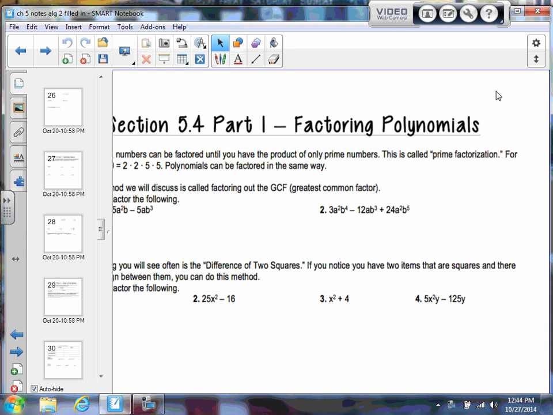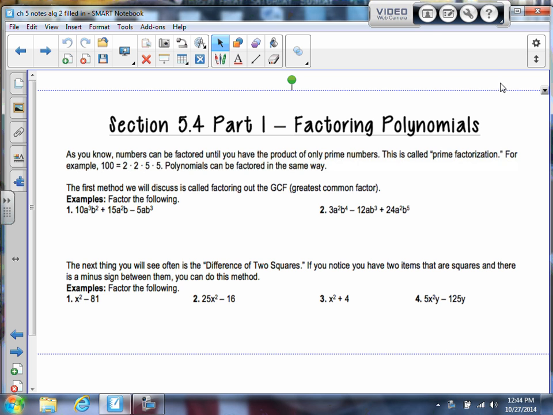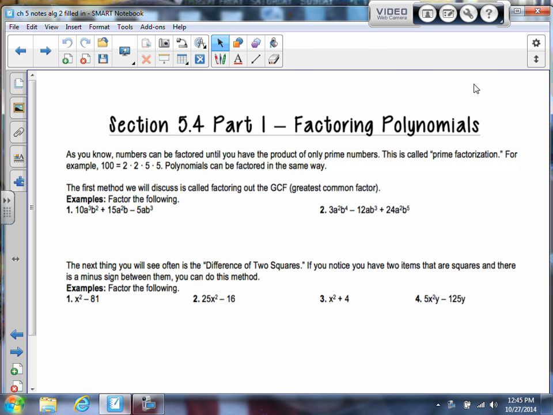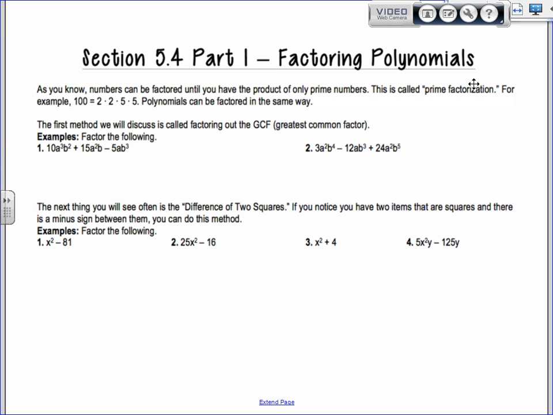Okay, so section 5.4 part 1 is on factoring polynomials. You know numbers factor, like I just did with 27. 27 breaks into 9 and 3, and then 3 times 3 times 3. 100 breaks into 10 and 10, and then 2 and 5, 2 and 5. Polynomials are the same way. They are going to continue to break down until we have prime factors. So it's called a prime factorization.